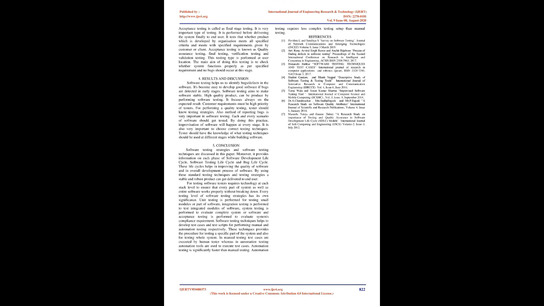Software testing techniques help to develop test cases and test scripts for performing manual and automation testing respectively. These techniques provide the procedure for testing a specific part of the system and also for testing the whole system. In manual testing, test cases are executed by a human tester, whereas in automation testing, automation tools are used to execute test cases. Automation testing is significantly faster than manual testing. Automation testing requires a less complex testing setup than manual testing.